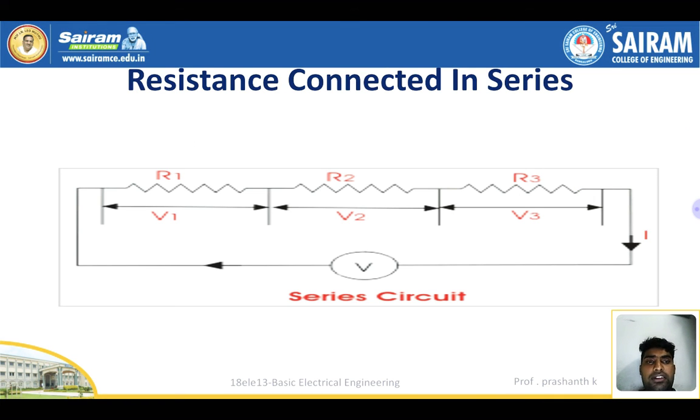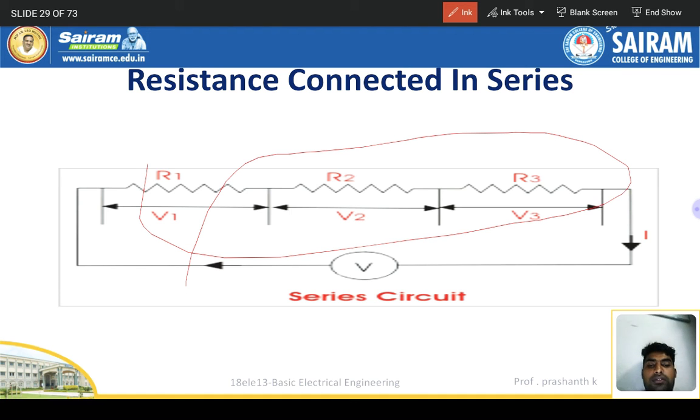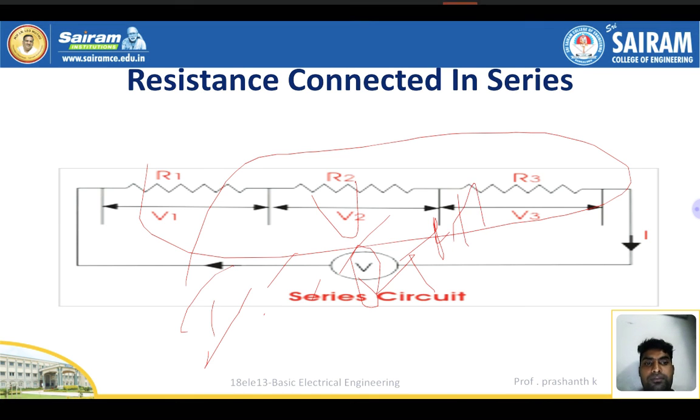Next we have resistances connected in series. See, a number of resistances are connected in series. So R1 plus R2 plus R3, everybody knows. If you want to calculate, I is equal to V by R1 plus R2 plus R3.